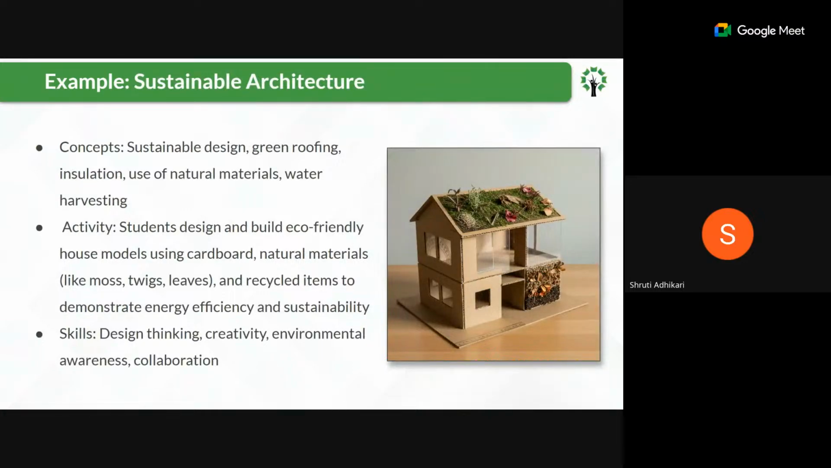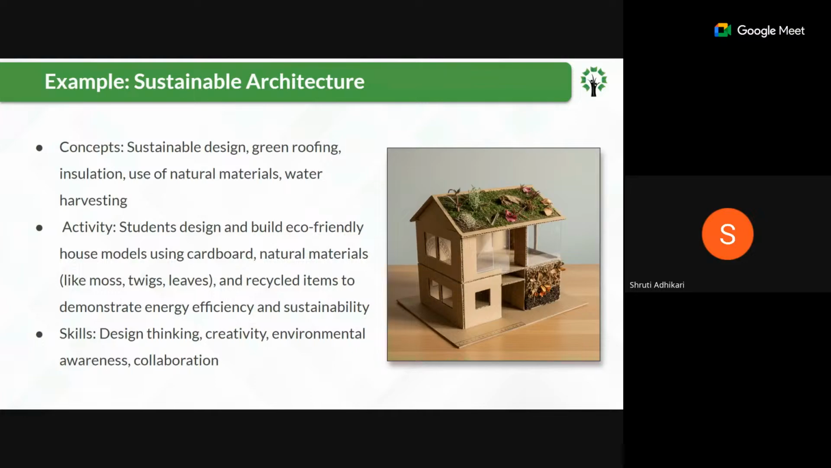The second example is sustainable architecture. The concepts can be sustainable design, green roofing, insulation, use of natural materials, and water harvesting. By seeing the diagram itself, you'll understand the activity. Students design and build eco-friendly house models using simple materials like cardboard, natural materials, and recycled items to demonstrate energy efficiency and sustainability.